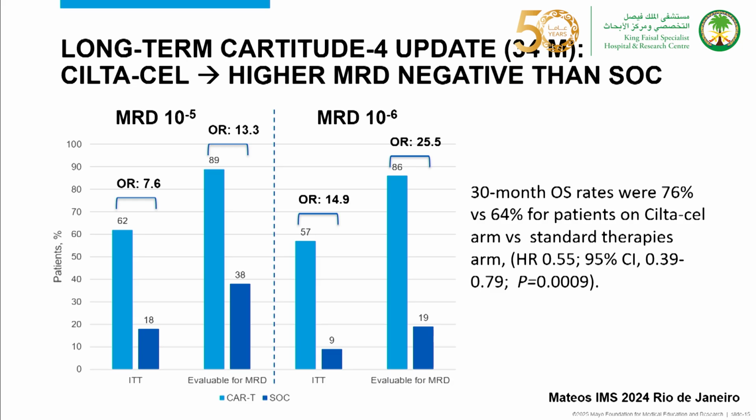CARTITUDE-4 is basically, again, we heard about the idea of using CAR T between lines 1 and 3. And here, again, you can see that when it's used in that setting, MRD to the -5th is basically 60-ish% if you do intention to treat, or those that were, quote, evaluable, it goes up to about 89%. Obviously much better than the dark blue standard of care, the rates of MRD.